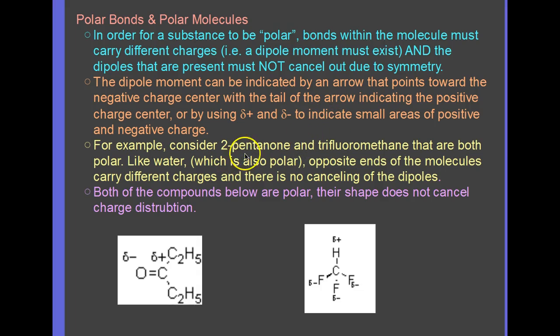For example, consider 2-pentanone and trifluoromethane that are both polar, like water, which is also polar. Opposite ends of the molecules carry different charges, and there is no canceling of the dipoles. Both of the compounds below are polar. Their shape does not cancel out the charge distribution.